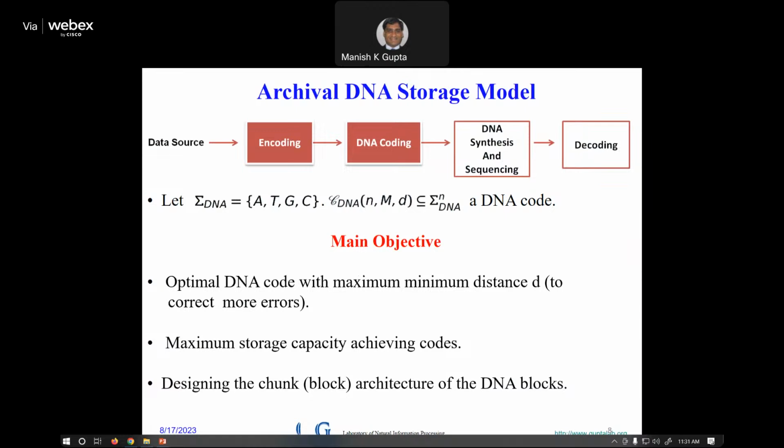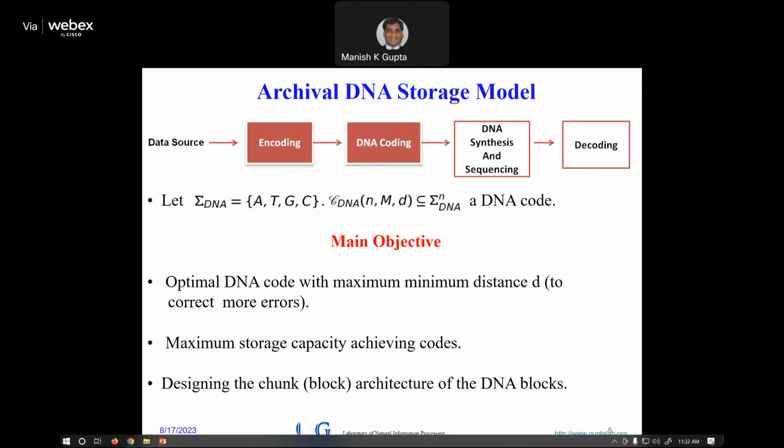So if our error model has only substitution errors, then we can actually handle it easily. So cDNA is a subset of sigma DNA raised to the power n. cDNA is a DNA code, length is n, capital M is the total number of code words, and D is the minimum Hamming distance. So first, when we saw this work by Goldman, we realized that they have now used an efficient code, and we did that. I'll show you how.